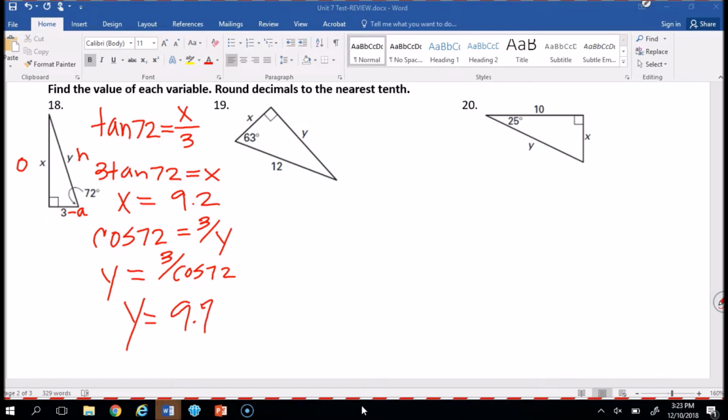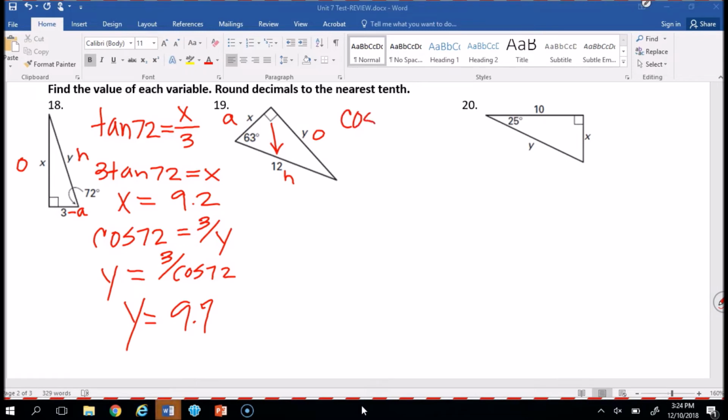All right, now let's look at number 19. Again, let's see what kind of ratios we have here. So we're looking at the hypotenuse here, that's our hypotenuse. The y is our opposite, and the x is our adjacent. So if we want to go ahead and solve for our x first, then we have our hypotenuse and we have our adjacent. Adjacent and hypotenuse, the ratio we use for that is cosine.